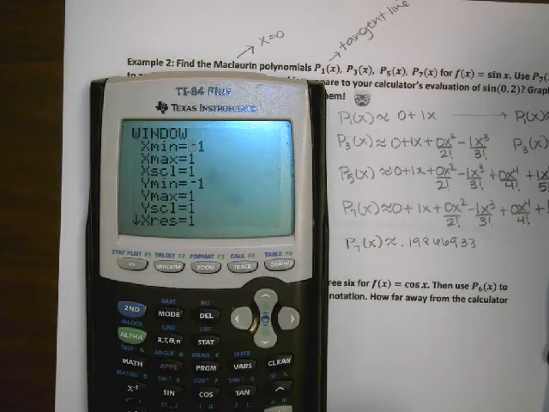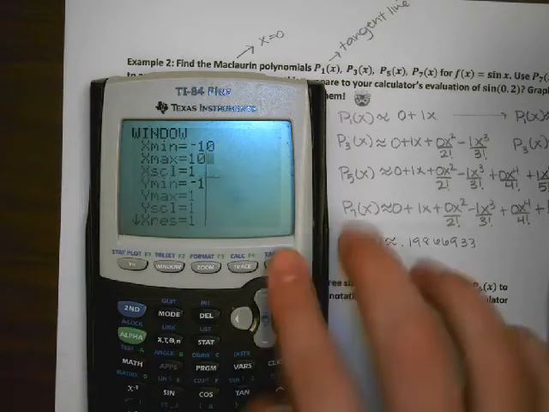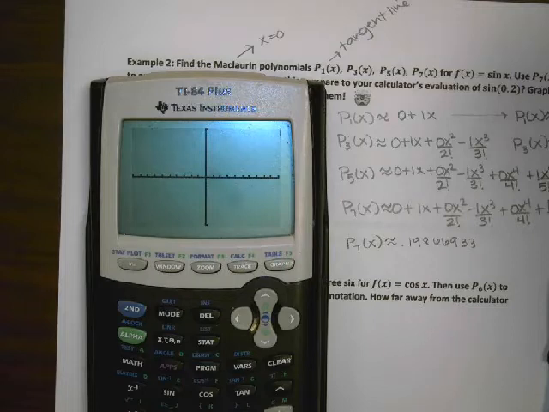So if we want to see this a little bit better, I'm going to make this window go further. So let's say, I'll maybe just go to 10, from negative 10 to 10, so you guys can kind of see. That might take a while to graph. Oh, I should have changed that. That's okay.